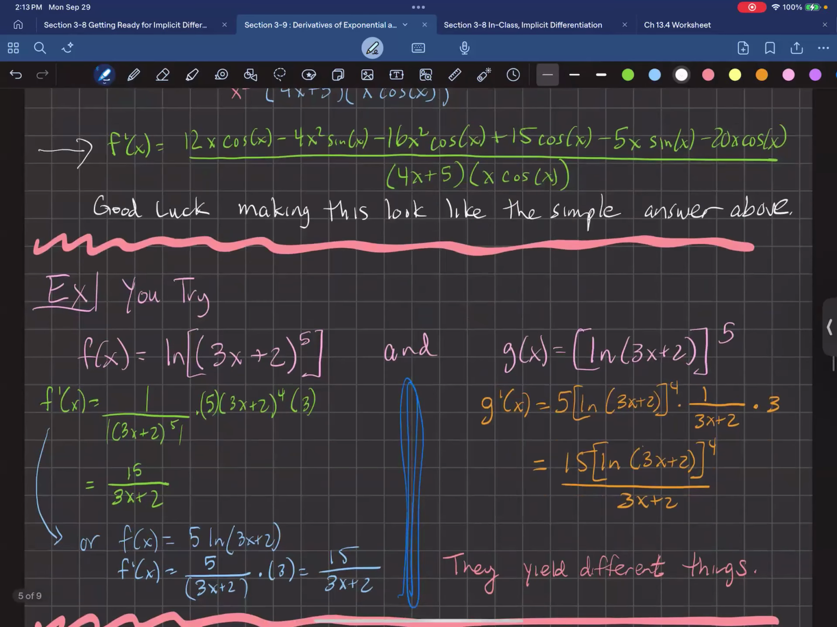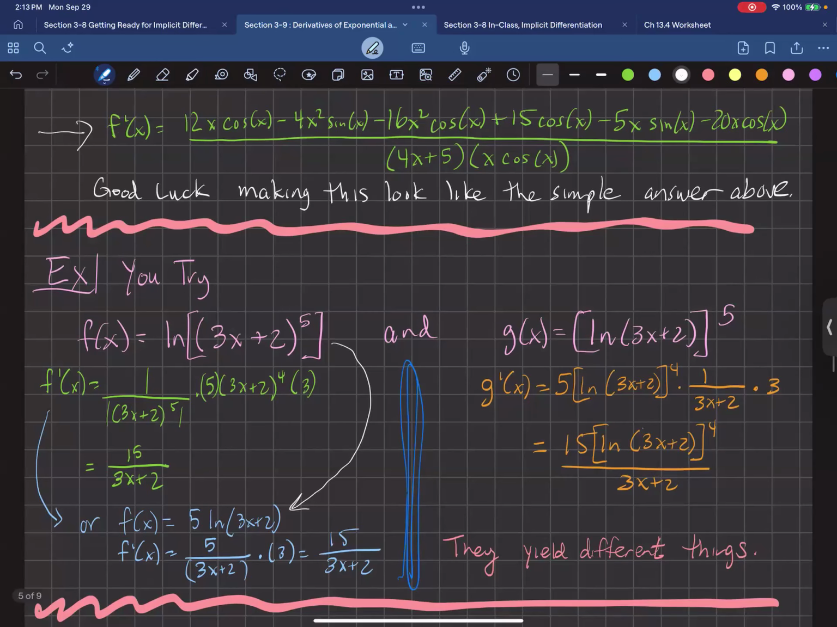If I do the one on the left, I've got 1 over that, since we're taking the derivative of what's on the inside, and then we do times the derivative of what's on the inside. So that brings the 5 down, lowers the power by 1. We get 5 times 3x plus 2 to the 4th power, and then we take the derivative of the inside of that, which gives us a 3. And when we clean that all up, we get 15 over 3x plus 2. Here we could have also applied the properties of natural logs, brought the exponent down, and it makes the derivative a lot easier. I showed both methods there. You can see you get the same value.